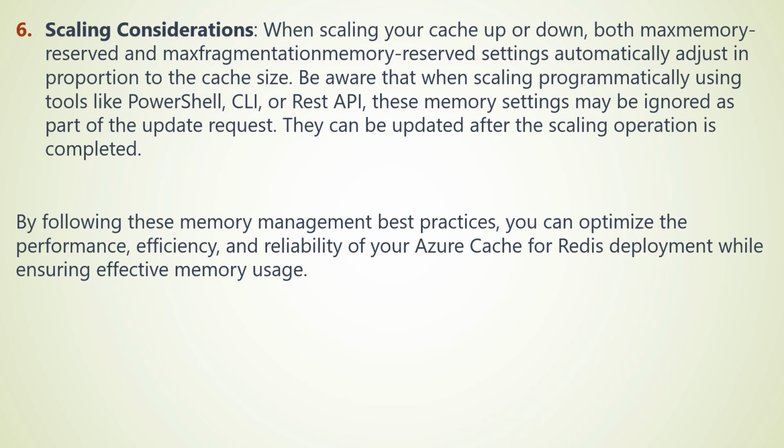Be aware that when scaling programmatically using tools like PowerShell, CLI, or REST API, these memory settings may be ignored as part of the update request. They can be updated after the scaling operation is completed. By following these memory management best practices, you can optimize the performance, efficiency, and reliability of your Azure Cache for Redis deployment while ensuring effective memory usage.